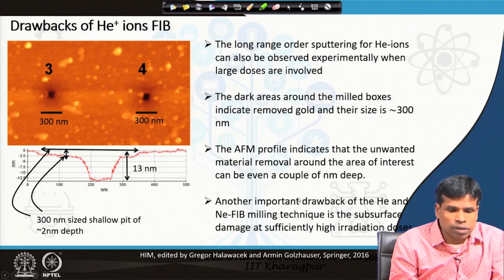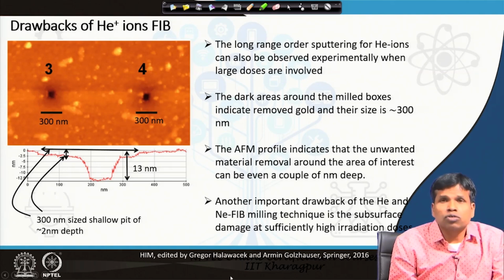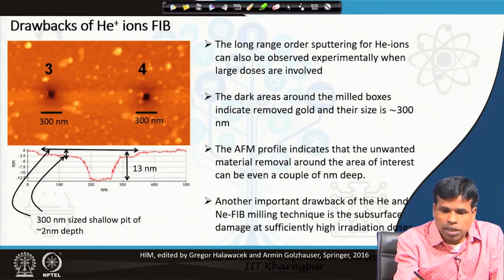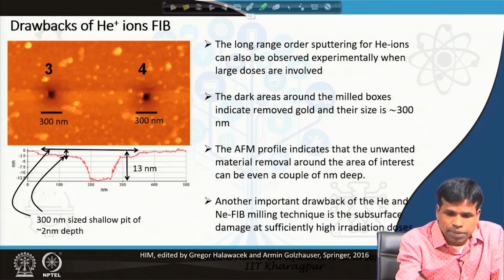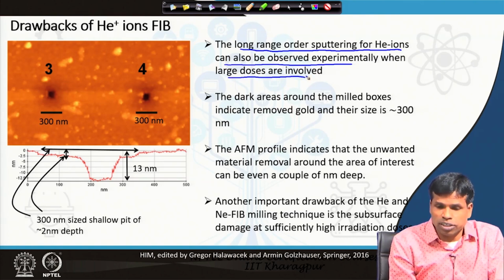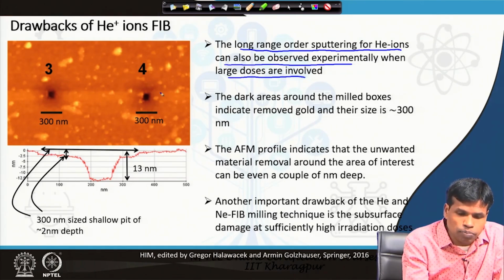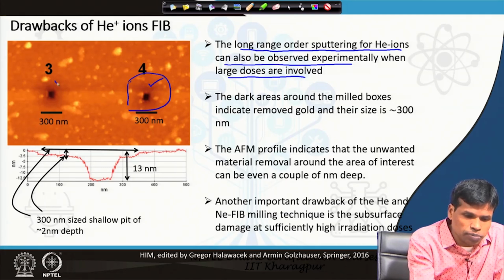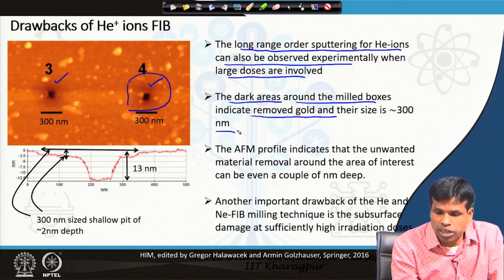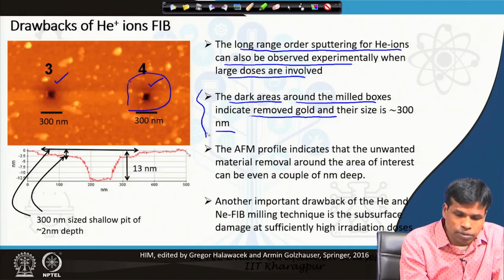So, another example of one of the drawbacks, that means when you have a much higher dose. The second drawback or disadvantage is that long range order sputtering of helium ions can be observed experimentally when large doses are involved. Long range order sputtering means sputtering occurs much away from the specimen also. As you see, the darker region around the milled box indicates removed gold, and their size is around 300 nanometer. This is known by AFM thickness measurement.